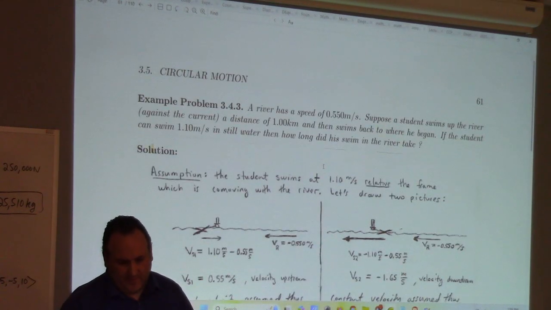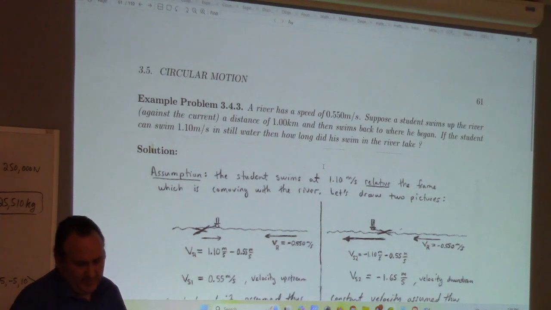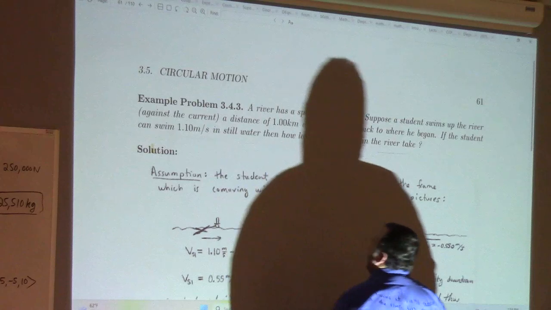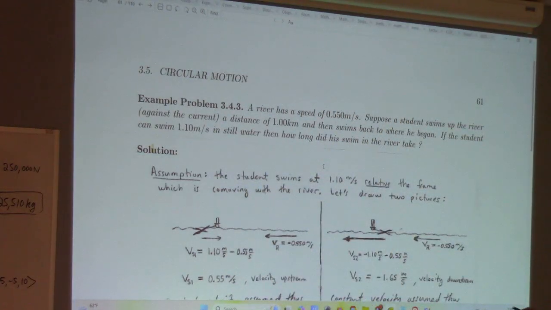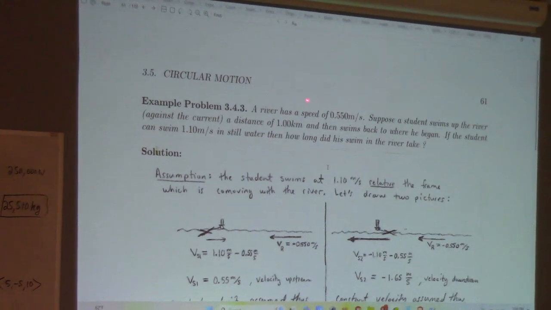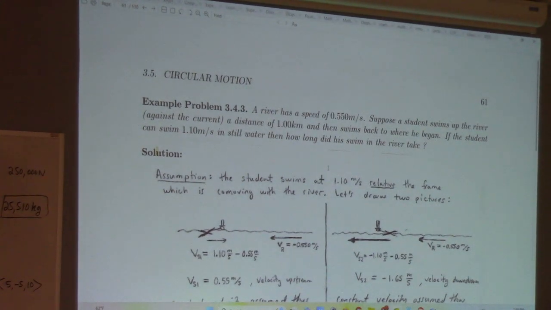So here's a silly example. You have a river which has a speed of 0.55 meters per second. A student swims upriver against the current a distance of 1 kilometer, then swims back to where he began. If the student can swim at 1.1 meters per second in still water, then how long did his swim in the river take? So there's two parts, right?